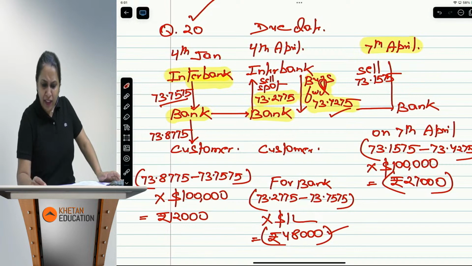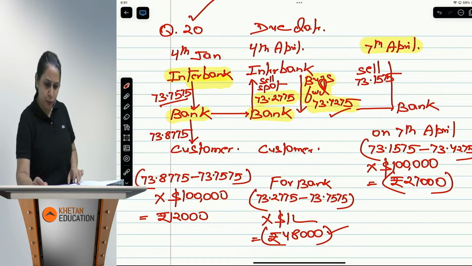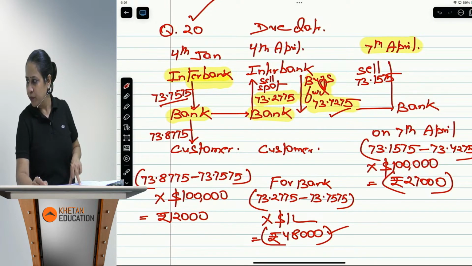Now 7th April, beyond 7th April, as per the rules of RBI and FEDAI, the bank cannot wait. So the bank squared off its position in the interbank market at 73 point, look at this, 7th of April spot sell 73.157. I can clearly see that, right?